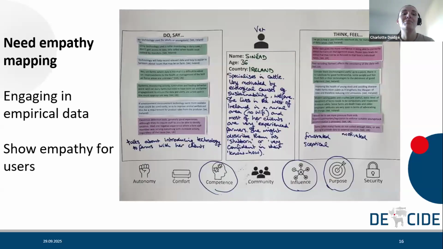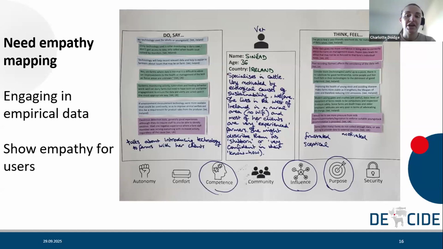Then once we all were on the same page with what the needs were, we moved on to this need empathy mapping exercise. So the first thing we did in the small groups was to develop a user persona of a typical user of a tool. Maybe not the easiest user to design for, but maybe just a typical farmer or a vet. So here they created a description of this user to make it seem more real life.